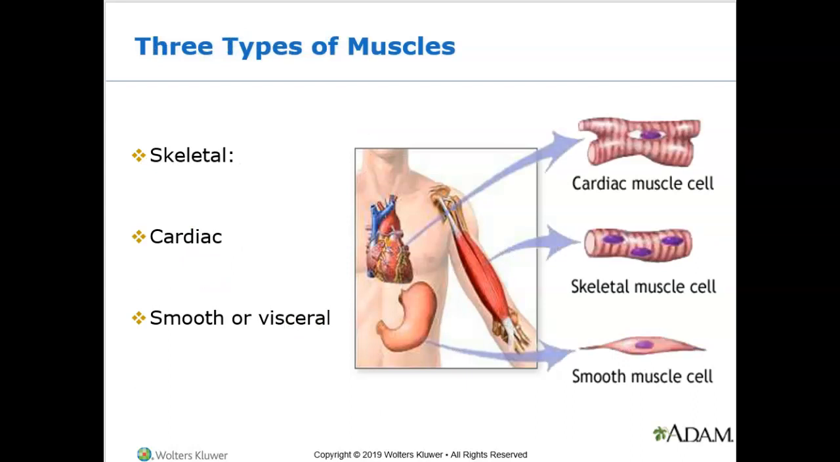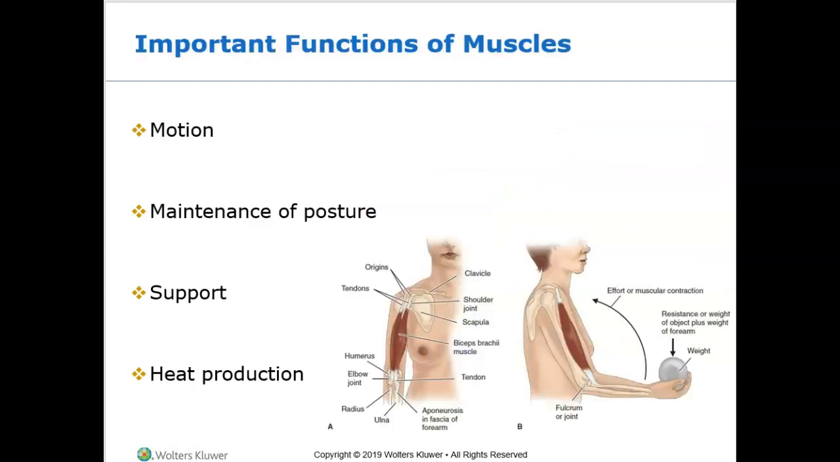You have three types of muscle. That's all I'm going to say about that. These are all of the functions of muscle, which attaches to bone. They're responsible for your ability to move, maintain posture, support the body, and obviously there's heat production when you are using muscle.